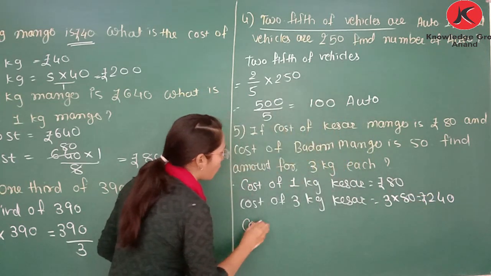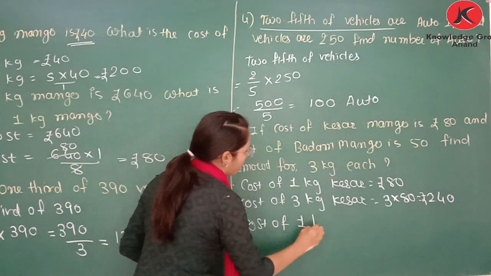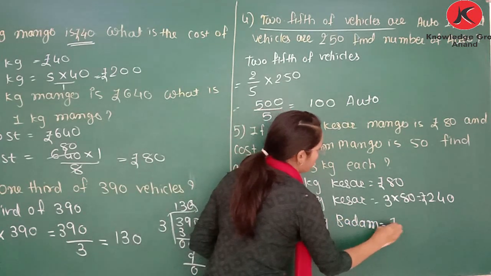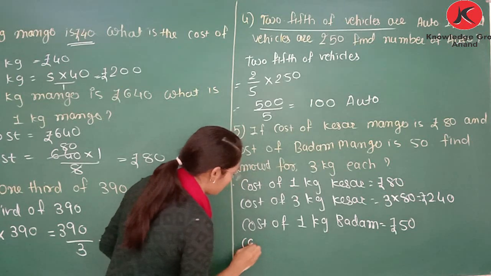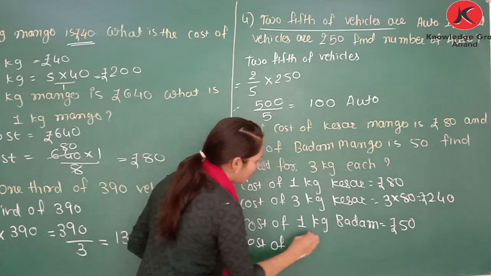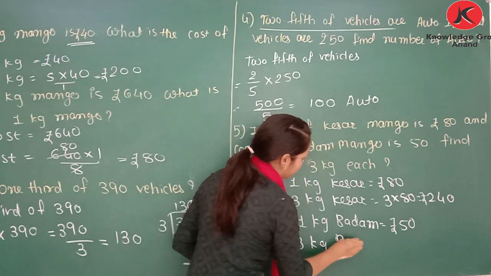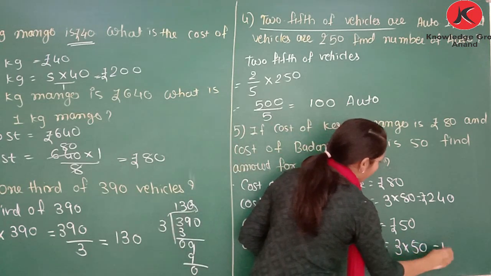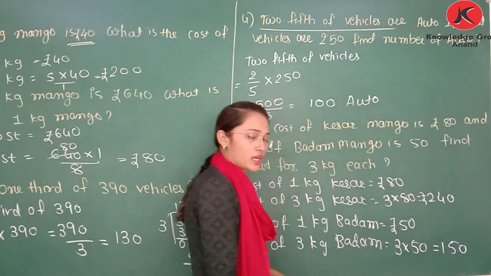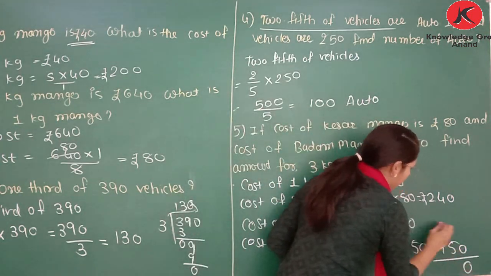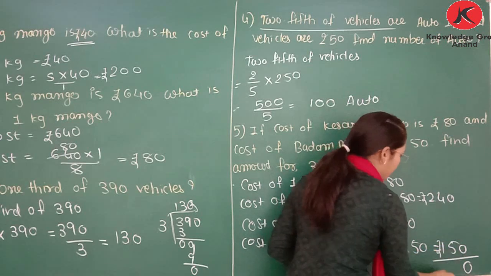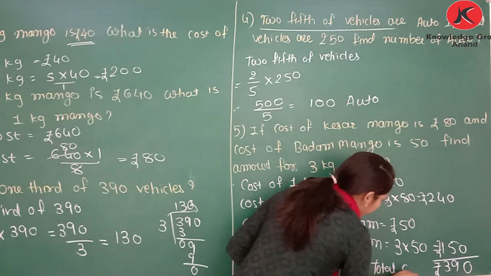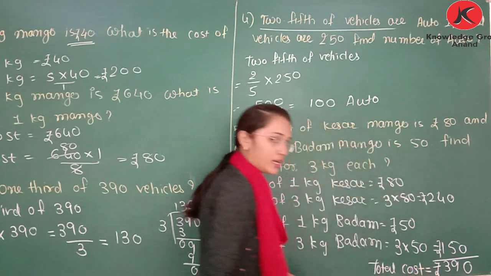240 rupees. Now cost of 1 kg Badam, that is 50 rupees. So cost of 3 kg, 3 into 50, 150. If you want to find the total cost, it will be the addition of 240 and 150, 390 total cost. Clear?